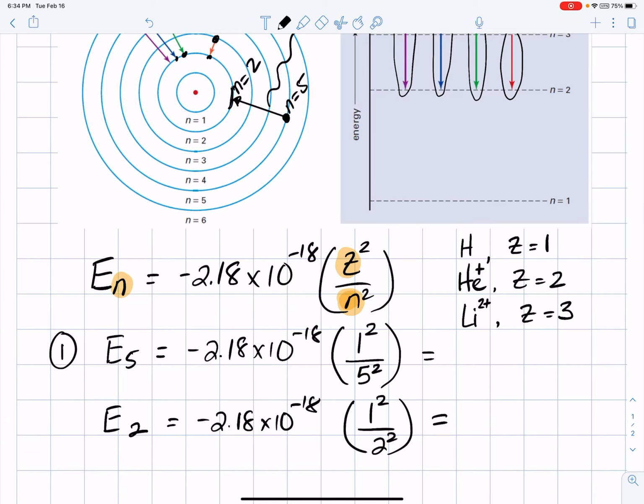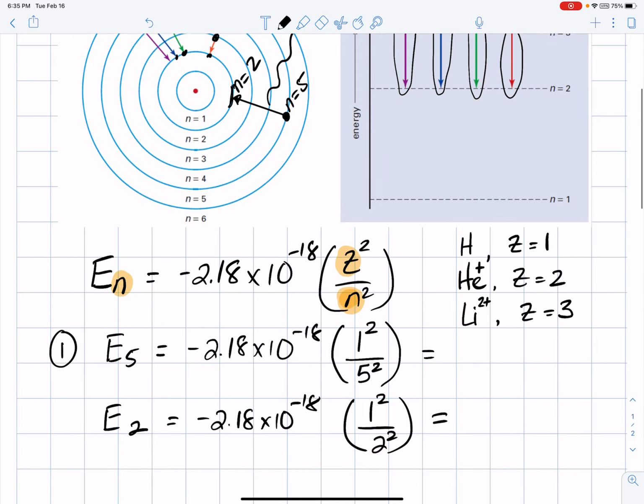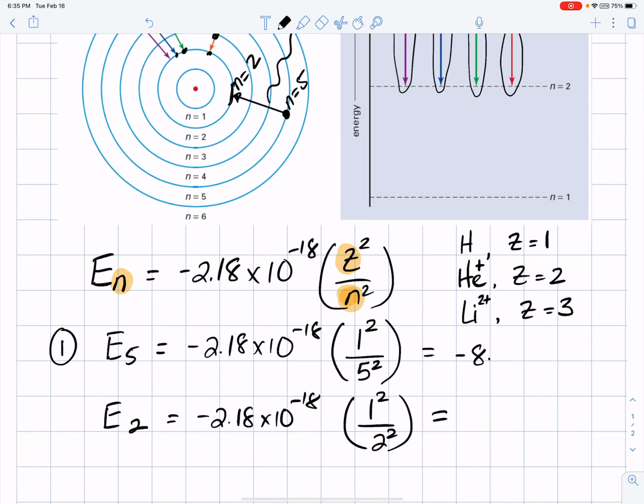Grab your scientific calculator or a graphing calculator. Be sure you're using that scientific notation button. Negative 2.18 times 10 to the negative 18, times 1 squared. Go ahead if you like, but for me, that doesn't do anything. Times by 1 squared doesn't change anything. So I'm really just going to divide by 5 squared. You could divide by 5 squared, or since that's equal to 25, just divide by 25. I get an energy for level 5 of negative 8.72 times 10 to the negative 20. This is energy, so its units would be joules.